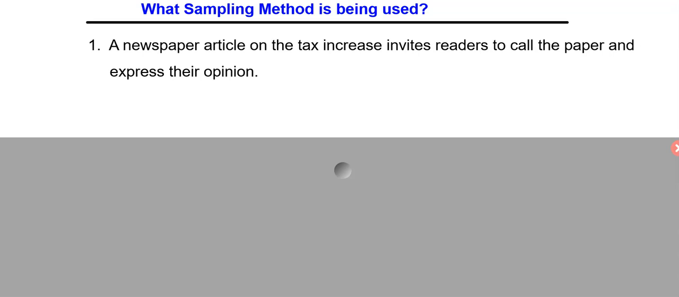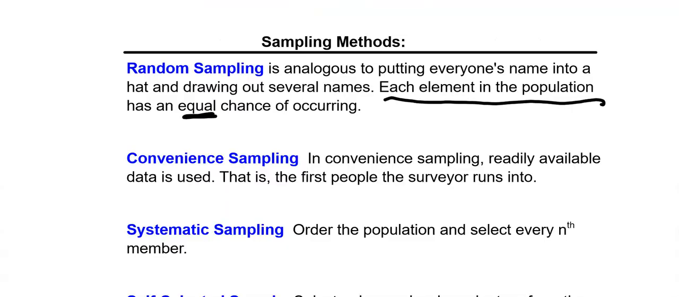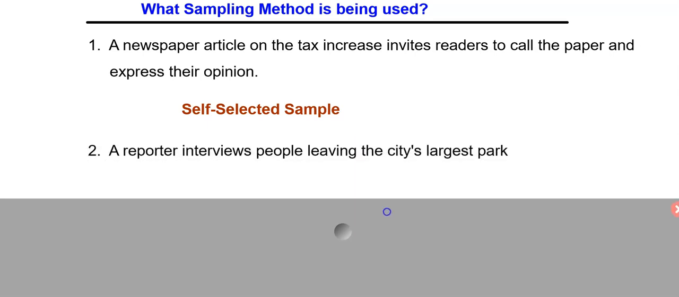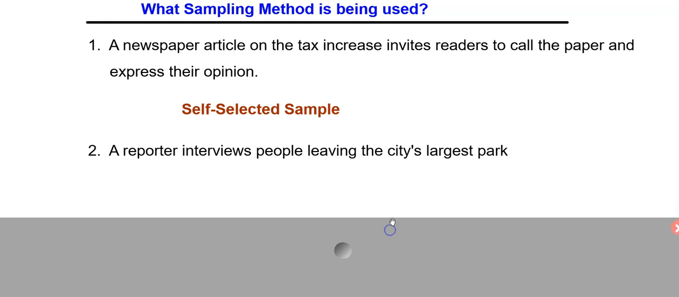So a newspaper article on a tax increase invites readers to call the paper and express their opinion. If you look back to those, they say, hey, call us up if you want to do this. Well, this looks like a self-selected sample, right? You're basically volunteering to be a part of this study by saying, hey, I'd like to participate in this. And so that's a self-selected sample, not a very good way of doing things.